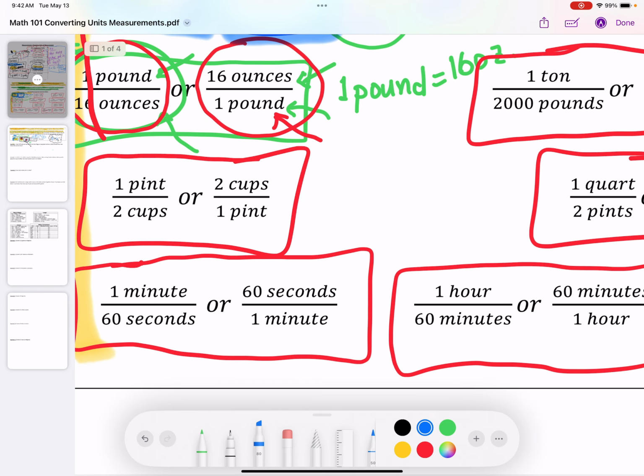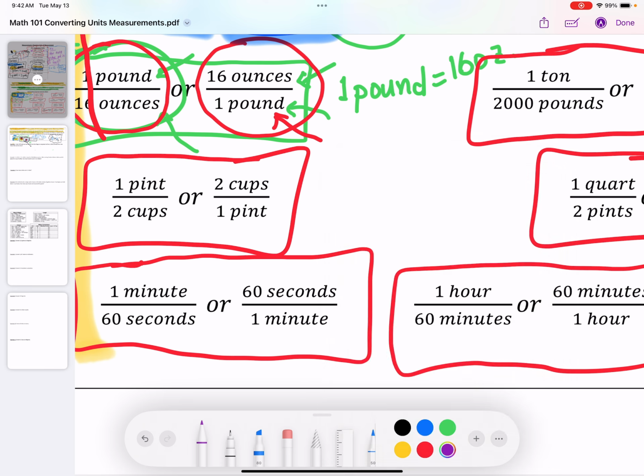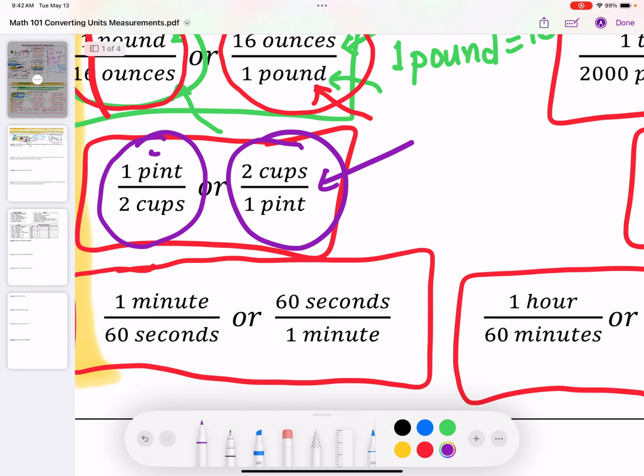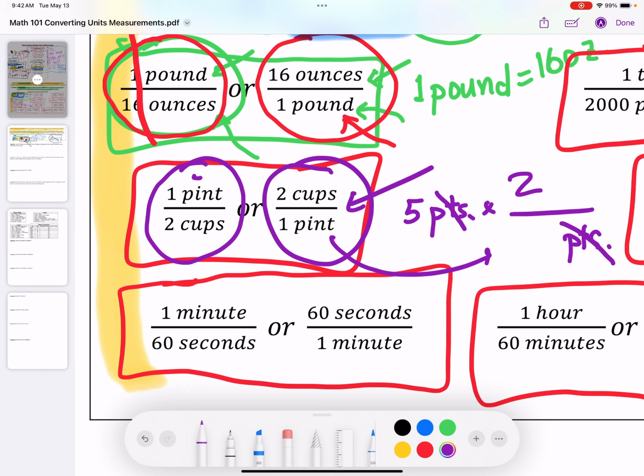Like if there's another problem maybe in the future where I'm given something and I want to convert between pints and cups, which one do I use? Do I use 1 pint over 2 cups or 2 cups over 1 pint? Well, which units are going to cancel along the diagonal? If I was given 5 pints and I want to convert to cups, I want to make sure that pints are in the denominator so they'll cancel. So this second one, I would want 2 cups over 1 pint. That's how you know which one to use.